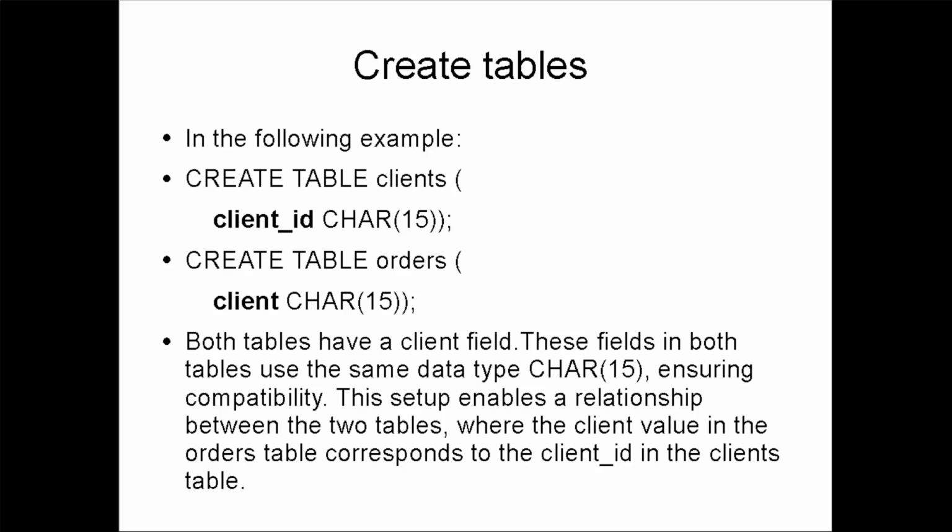Always ensure that linked fields in different tables use the same data type for smooth relationships. The client field in the orders table acts as a reference to the client_ID in the clients table. By structuring data in separate tables, we avoid redundancy and improve database performance. This approach is fundamental to relational databases, making queries more efficient and data more manageable.